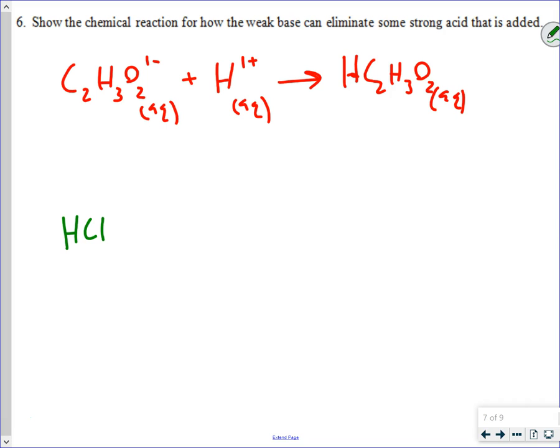So now I add strong acid to my buffer, and it's going to be the base inside my buffer that neutralizes that acid. So the base in my buffer in this problem is the acetate ion. So I end up with that acetate neutralizing that strong acid, which is H+, and that gives me back my acetic acid.